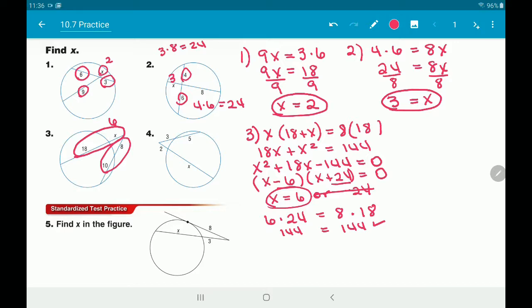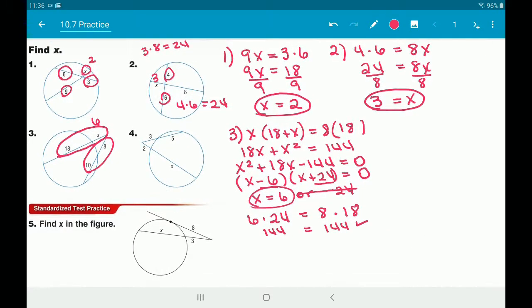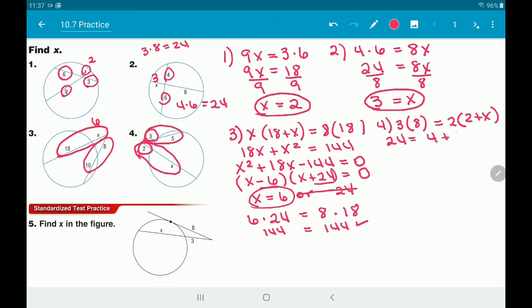For number 4, again, the exact same process. Outside times the whole thing. This whole thing is not 3 times 5, it's 3 plus 5, so it's 8. Outside times the whole thing, which is 2 plus x. So that means 24 equals 4 plus 2x. Subtracting, we get 20 equals 2x. So then x equals 10.